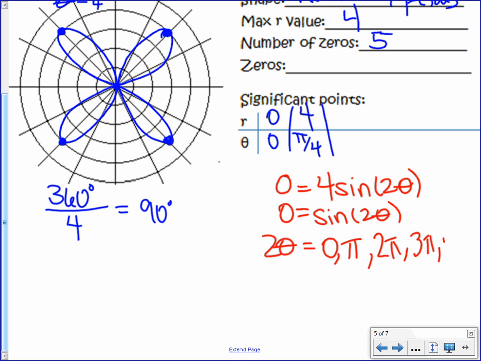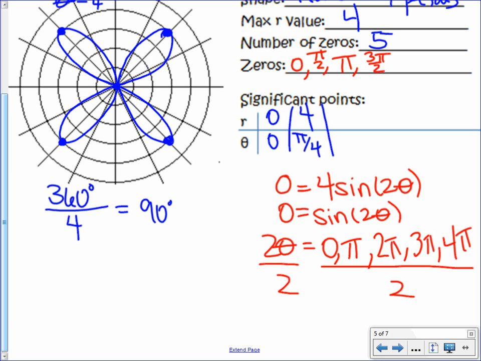Any multiple of pi, right? But we only need 5. There are our 5. So now that's what 2 theta equals. So we'll take all of these and divide by 2. So our zeros are 0 over 2, pi over 2, 2 pi divided by 2, 3 pi divided by 2, and 4 pi divided by 2.